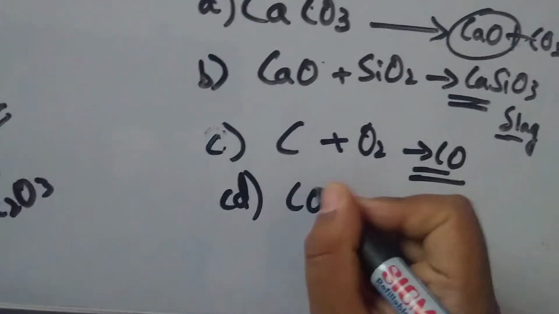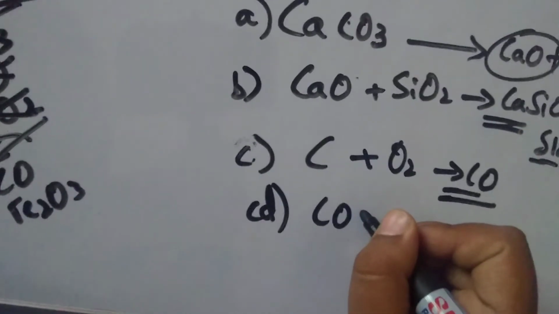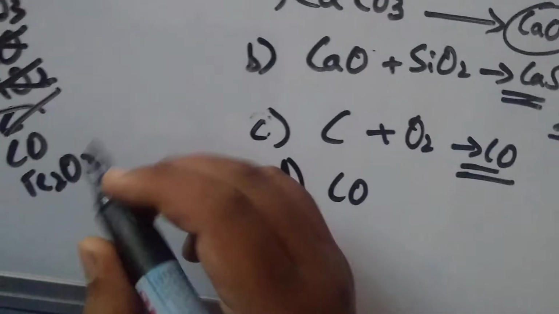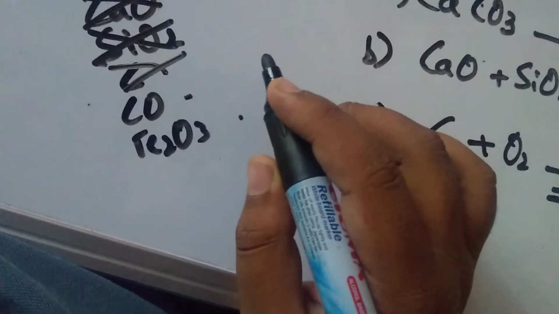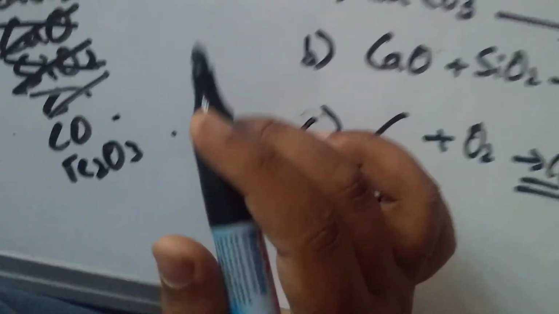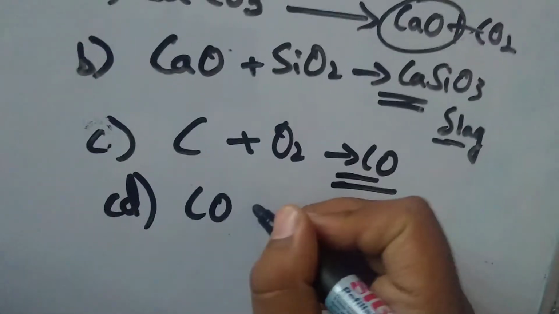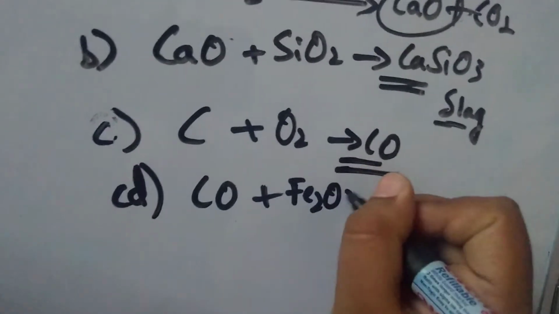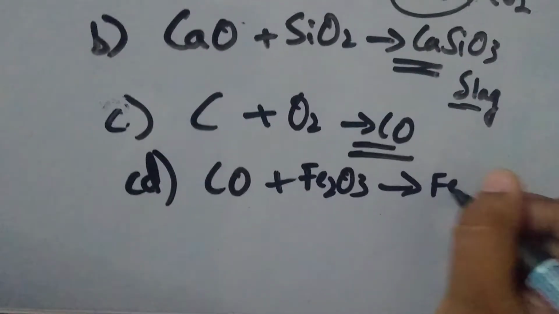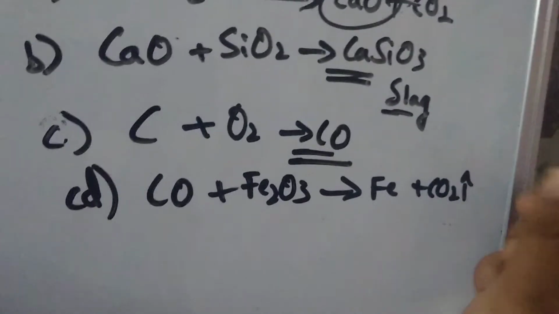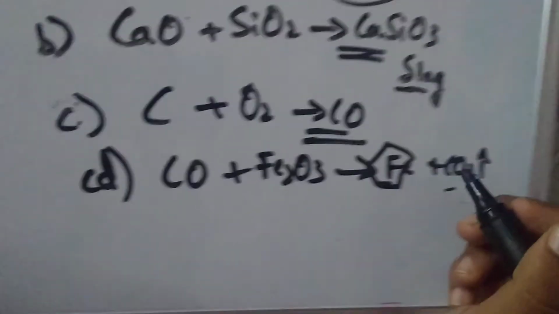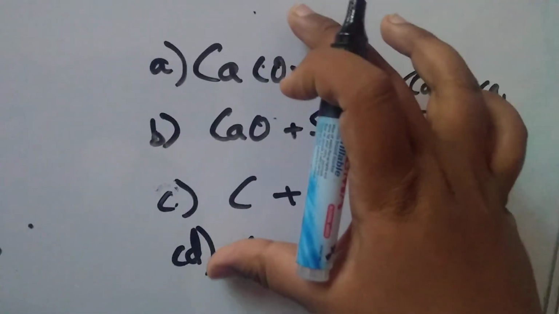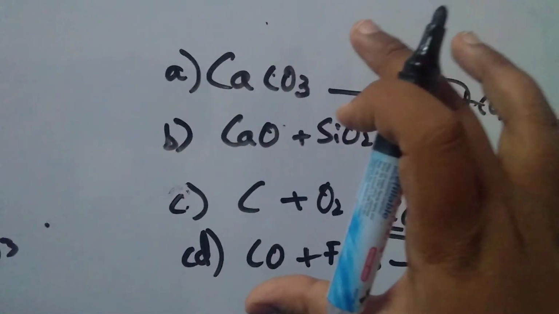And carbon monoxide reduces iron oxide into pure iron. 3CO plus Fe2O3 gives 2Fe plus 3CO2. Carbon dioxide gas is liberated. Pure iron is obtained. These are the four stages which are taking place inside the blast furnace.